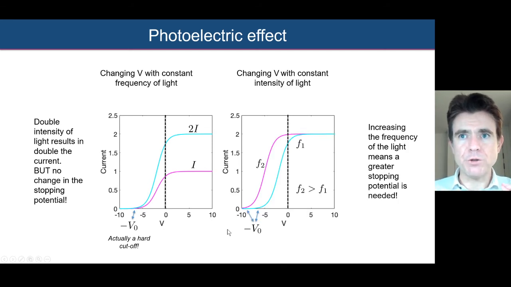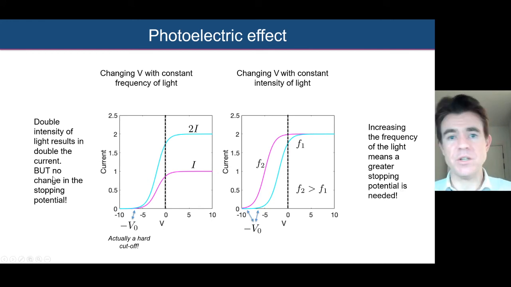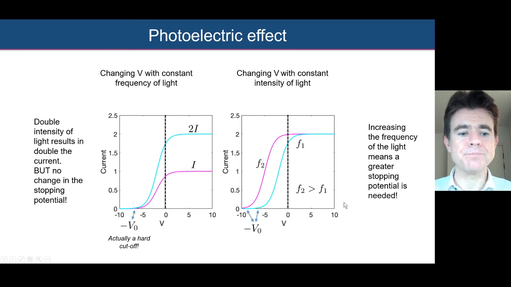Now though, if we change the frequency of the light, in other words, if we go to a higher frequency light, that will necessitate a more extreme value of the stopping potential in order to stop the photocurrent from flowing. So increasing the frequency of the light means a greater stopping potential is needed, whereas if we change the intensity, it has no impact on that stopping potential. So again, these are really key graphs for understanding what is going on with the photoelectric effect.